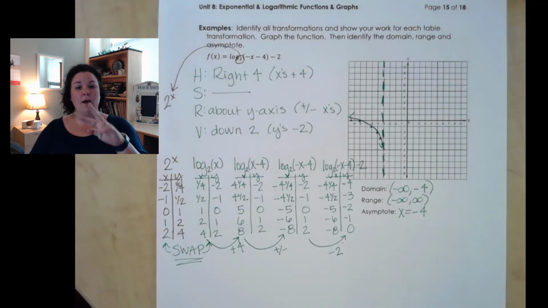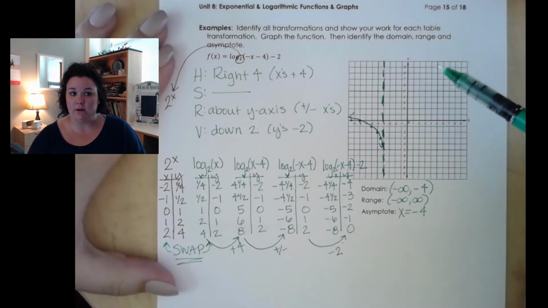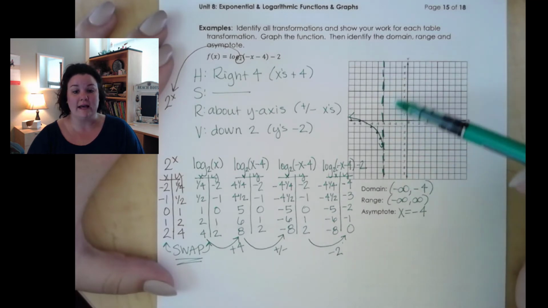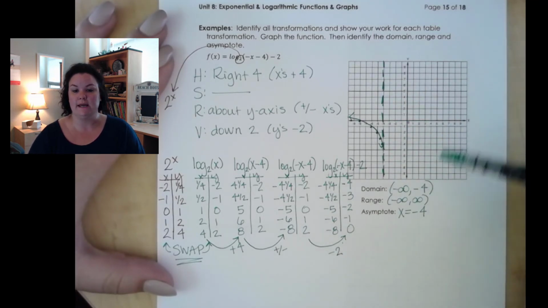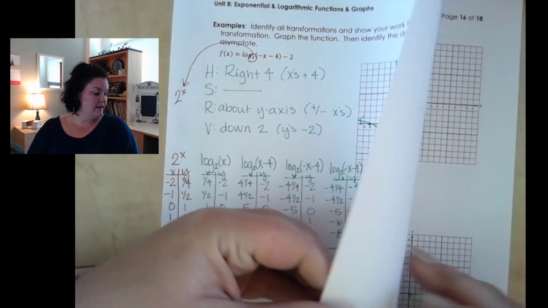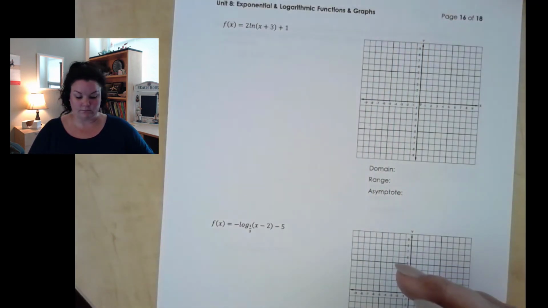Okay, when we swap it, we go from a horizontal asymptote to a vertical asymptote. So make sure on any of your log problems or on the worksheet that you have a vertical asymptote, or you know you did something wrong. Okay, all right, let me look at a couple more examples and then I will have y'all try some.